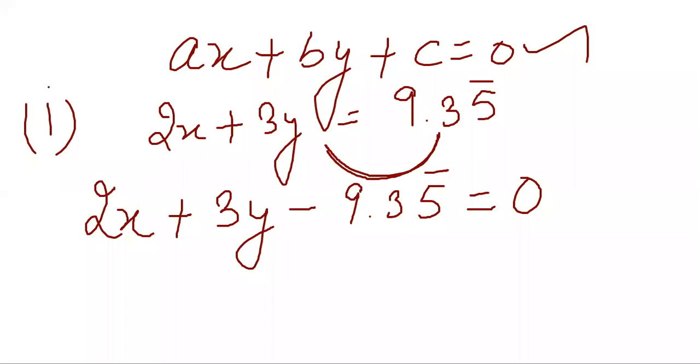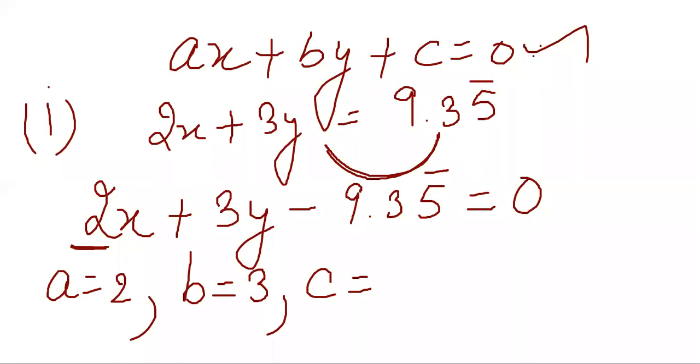Okay, so this is of the form ax plus by plus c equal to 0, where a is equal to 2, b is equal to 3, c is equal to minus 9.35 bar. A is equal to 2, b is equal to 3 and c is equal to minus 9.35 bar, which is the constant term only, right? Let's take second part also for this. Let's understand the second part.